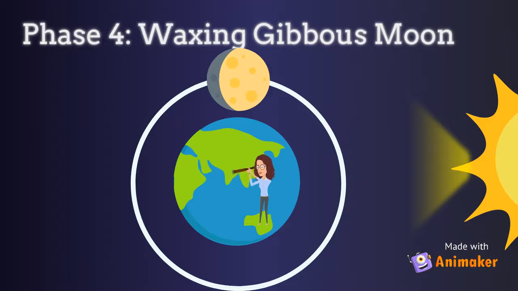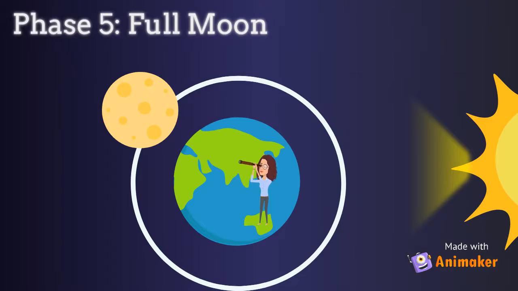The fourth phase is a waxing gibbous moon. Remember that the sunlight portion of the moon that is visible from Earth appears to either increase, waxes, or decrease, wanes, as the moon orbits the Earth. In this case, the amount of sunlight that appears has increased, so it's a waxing gibbous moon. More than half of the sunlight portion of the moon is visible to us from Earth.